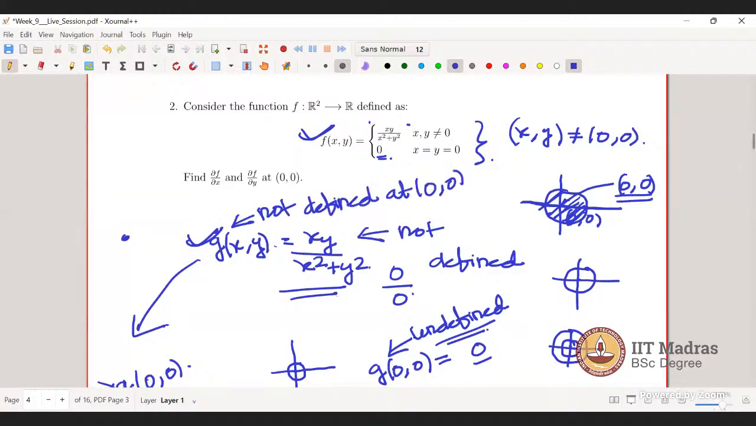This function is defined at 0, 0. If you evaluate the other at 0, 0, then it's not defined. But this function, we have defined it as 0 at the point 0, 0. Which function, sir? This f of x. It is already defined at 0.